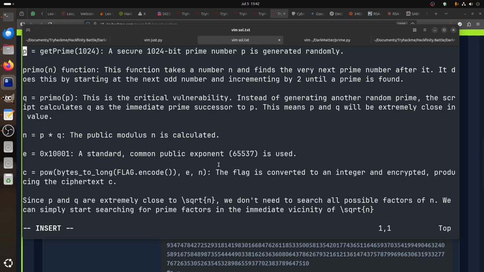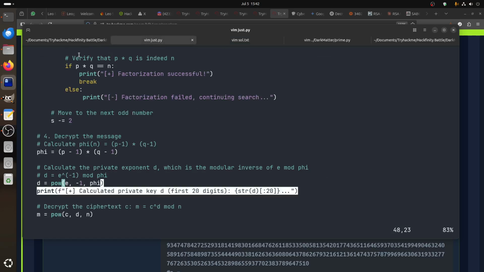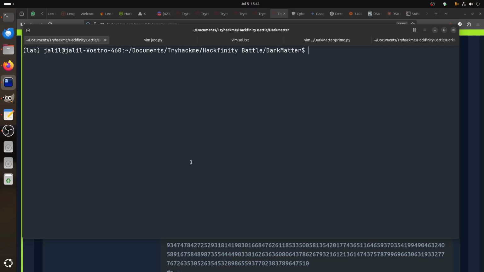This one is the standard e, 65537, and then we have the encryption of the flag. The flag is converted to an integer and encrypted, producing the ciphertext. Already I can test that.